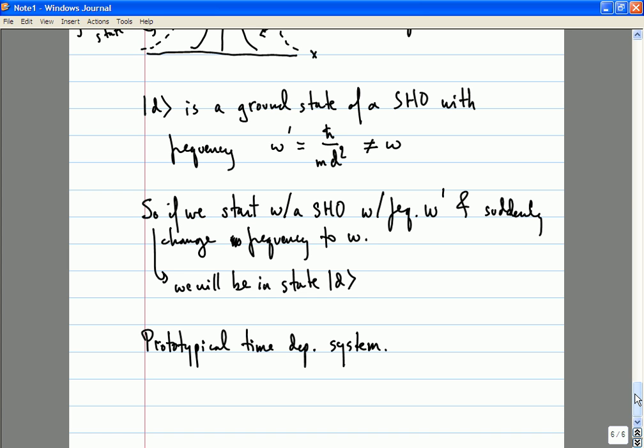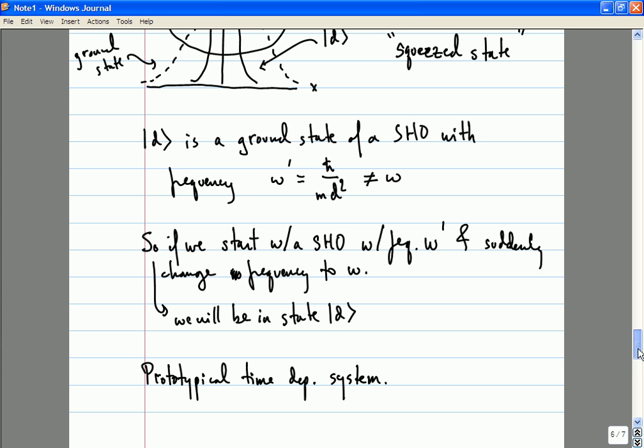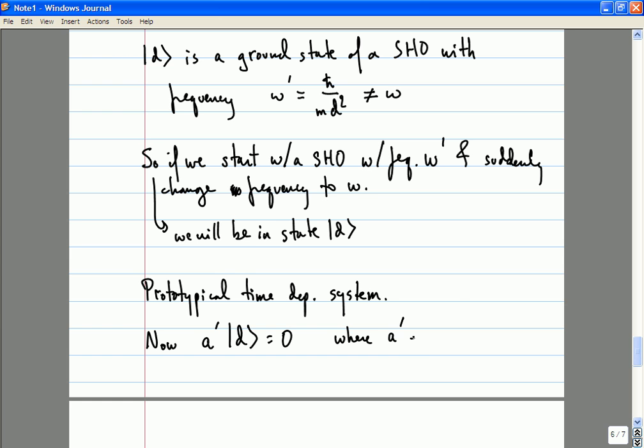Okay. If you want to write down some other Gaussian, any Gaussian that's centered about the origin is the ground state of some harmonic oscillator. So that means that if you want to write down an equation for the state D, then the state D is annihilated not by A, which is the annihilation operator of a simple harmonic oscillator with frequency omega, but by A prime, which is the lowering operator of a simple harmonic oscillator with frequency omega prime.